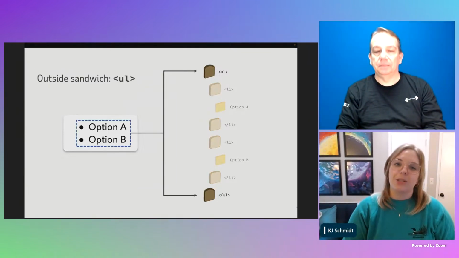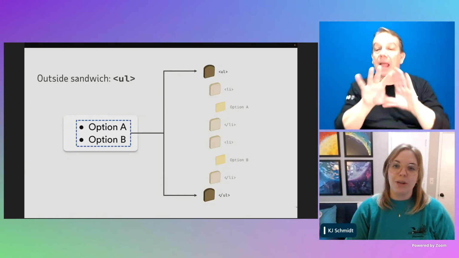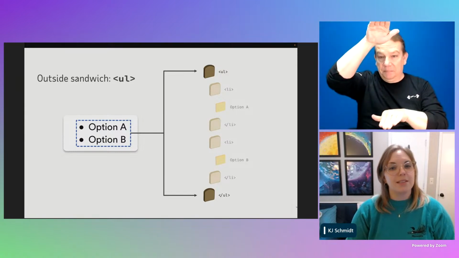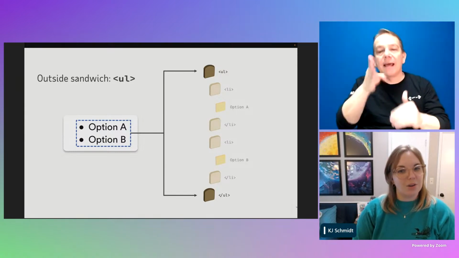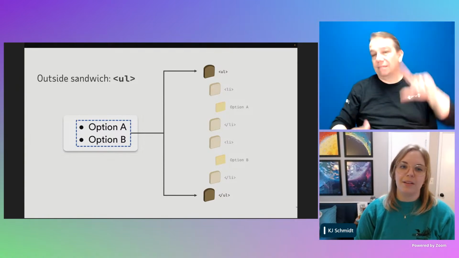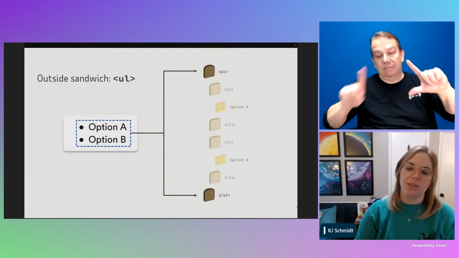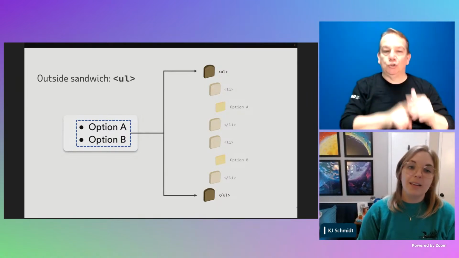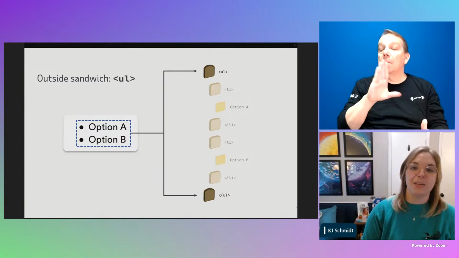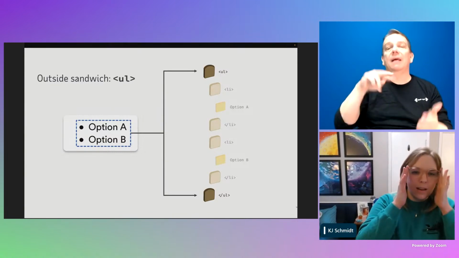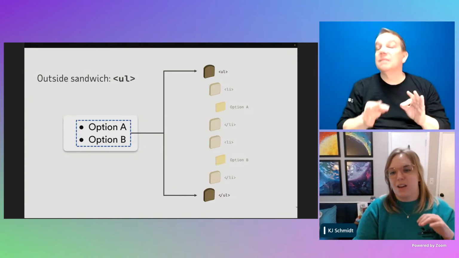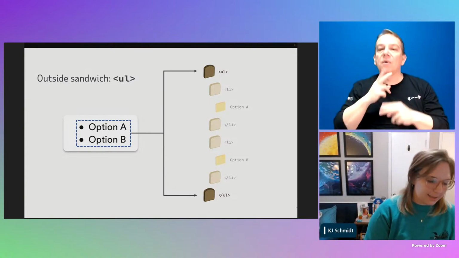Our outside sandwich has 2 pieces of bread, one at the very top and one at the very bottom. They represent the start and end tag for our unordered list element, written as the letters UL inside of the angular brackets for the start and end tags. An unordered list is just what we call bulleted lists in the HTML world. All of the bulleted list items will then be nested inside of the unordered list start and end tags.